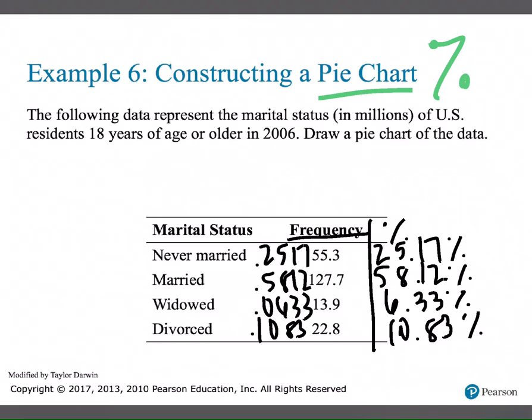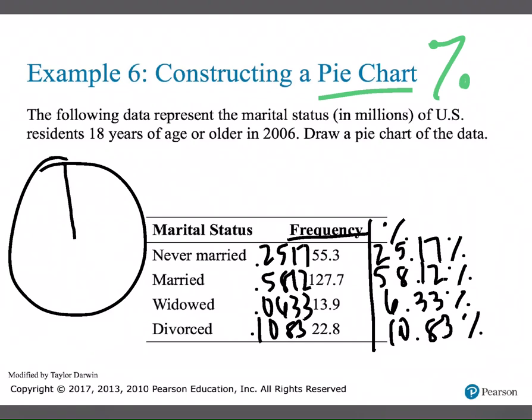It's a circle. Try your best. Not too bad. And I always start with the biggest. So married is 58, which is kind of easy because that's a little more than half. So I'm going to represent that with an M for married. Never married is next with 25.17, which is about a quarter. And then widowed and divorced is left over.